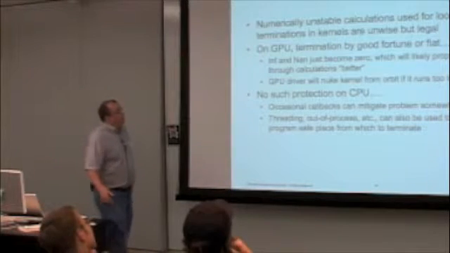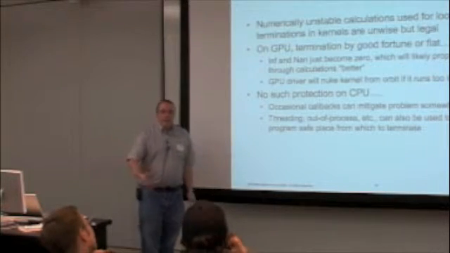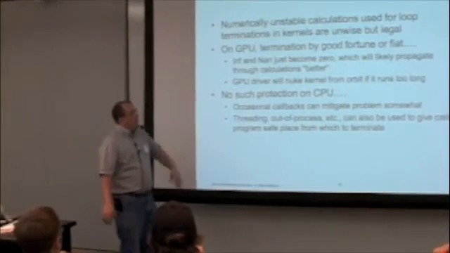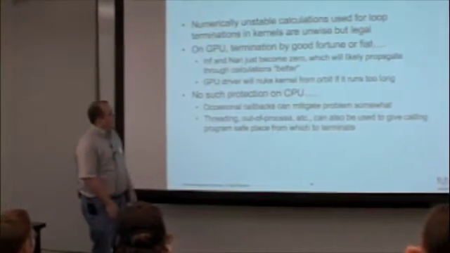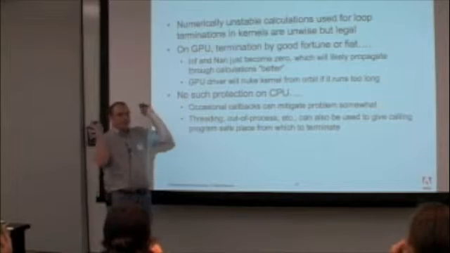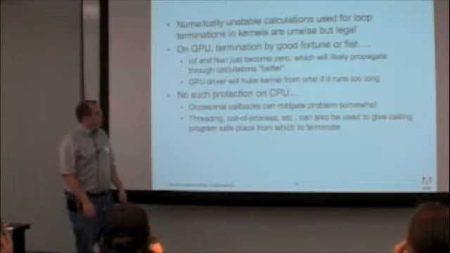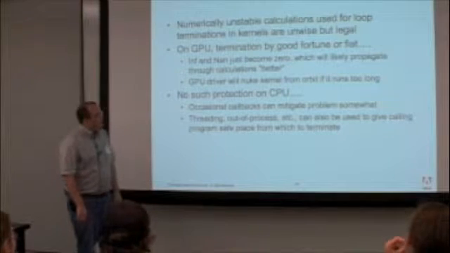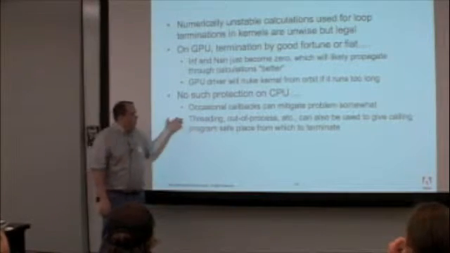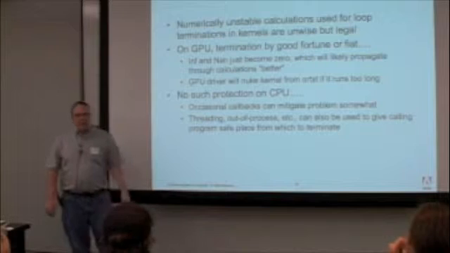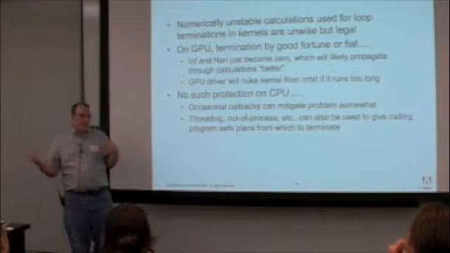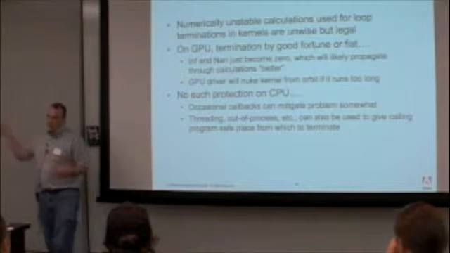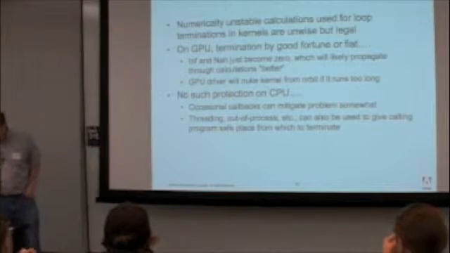So on the GPU, you're kind of protected from numerical instability in 2 ways. One, a lot of things that should result in infinities go to 0, and those tend to propagate a little bit better. And then the GPU driver just lobs a nuke at you if you take too long to run. The CPU, that doesn't help you. And so we have some callbacks, and we're looking at some threading, out-of-process execution, various things to allow us to kind of kill the process from afar without having to constantly be pinging, hey, should we continue? Hey, should we continue?